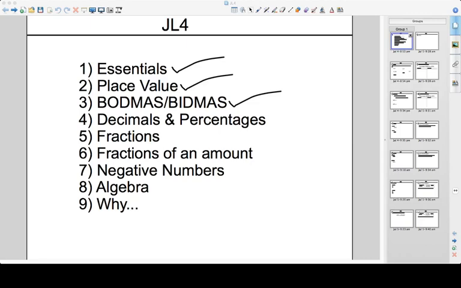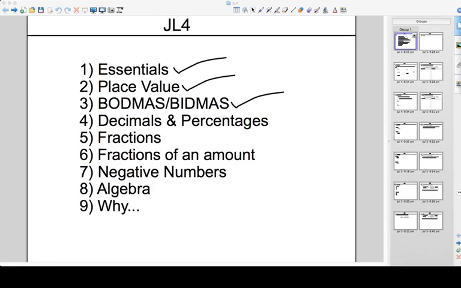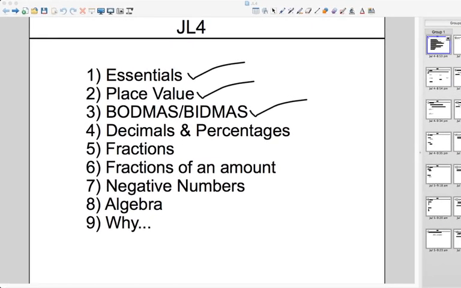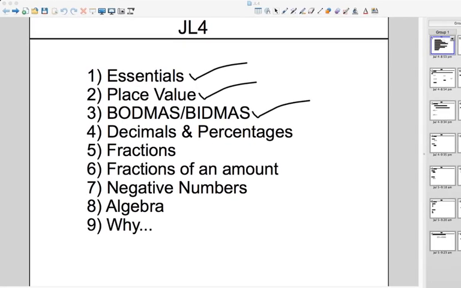Right, welcome back. I hope you enjoyed our session on Bodmus Bidmus. I don't really want that black bar at the bottom of the screen, if it can be helped.